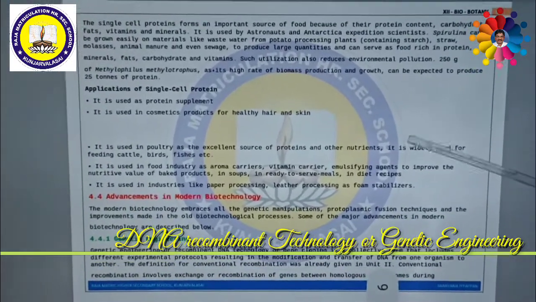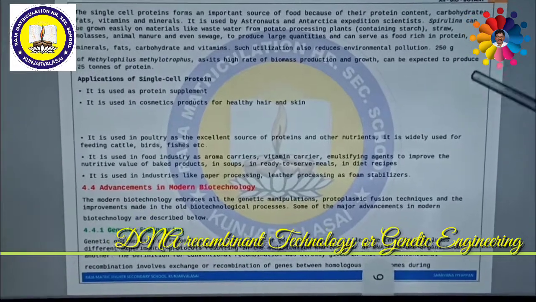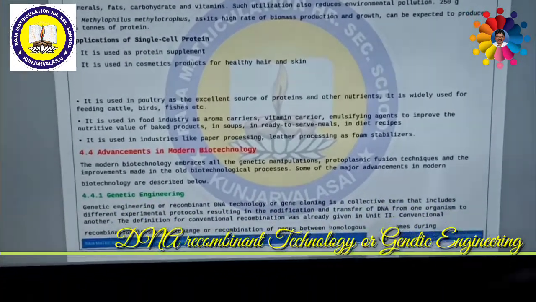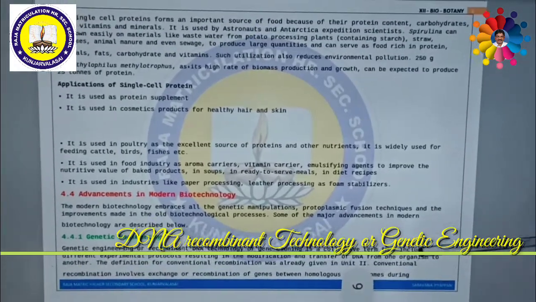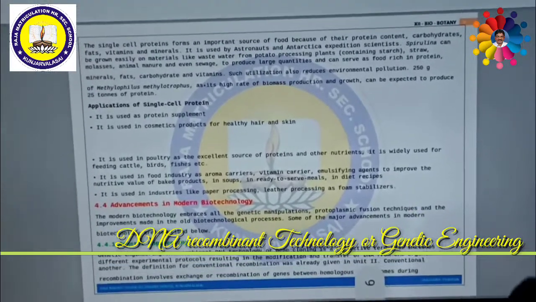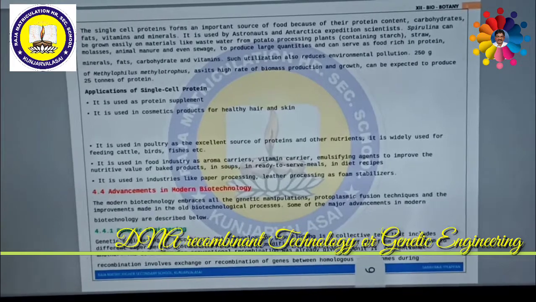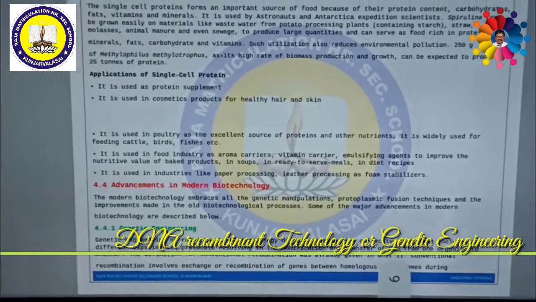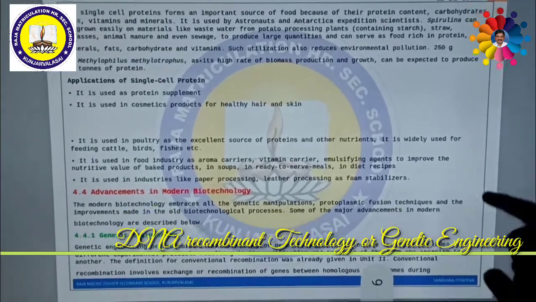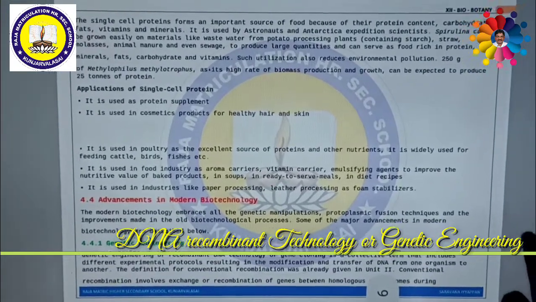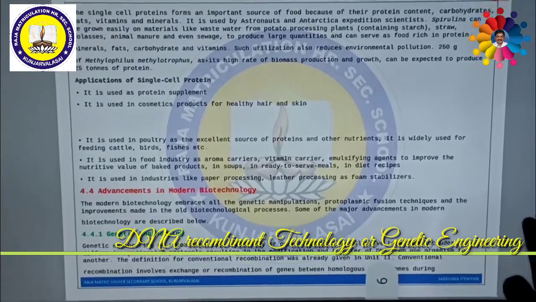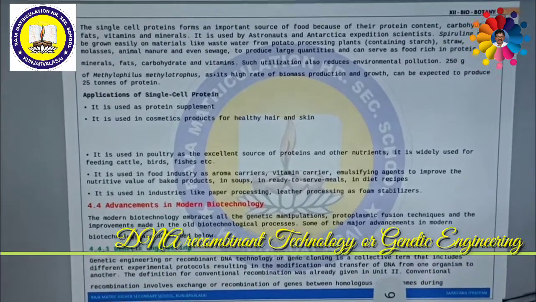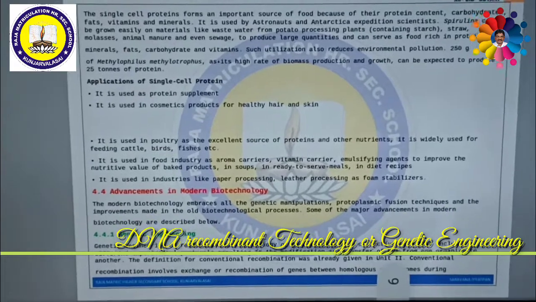The definition for conventional recombination was already given in the second unit. What is recombination? Due to crossing over during the pachytene stage of meiosis I, it is an exchange of chromosomal segments between non-sister chromatids of homologous chromosomes. Due to this, recombination of genes will be formed.